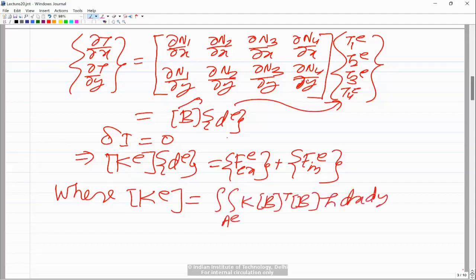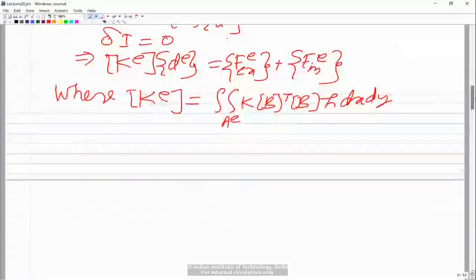But now you will have to realize that the shape functions n1, n2, n3, n4 are expressed in terms of xi and eta, the natural coordinates. So their derivatives, del n1 by del x, del n1 by del y, and so on, will also be functions of xi and eta. So then this integral has to be converted. The integration with respect to xy has to be converted in terms of integral with respect to xi and eta.